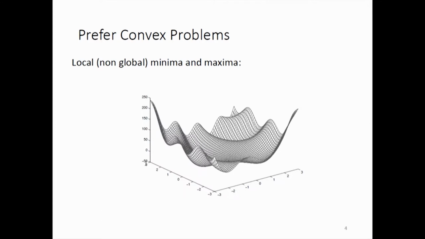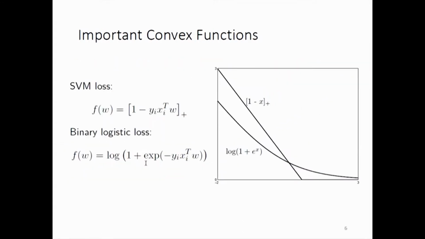You know what convex optimization is. For example, the loss at the top of the screen is the SVM loss, or the support vector machine loss, and the loss at the bottom of the screen is the loss for binary logistic regression. This diagram shows the two losses, and you can see that both of them are convex losses. They are convex in x.